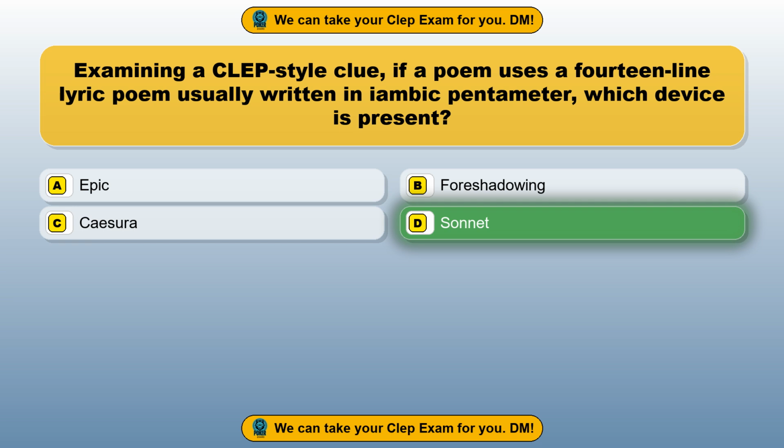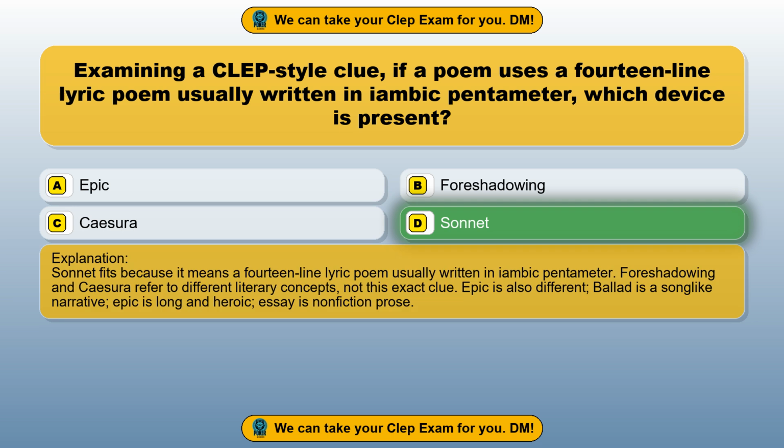Sonnet. Sonnet fits because it means a 14-line lyric poem usually written in iambic pentameter. Foreshadowing and caesura refer to different literary concepts, not this exact clue. Epic is also different. Ballad is a song-like narrative, epic is long and heroic, essay is nonfiction prose.